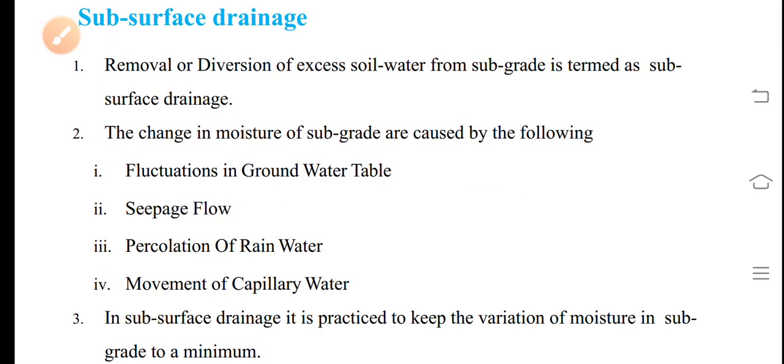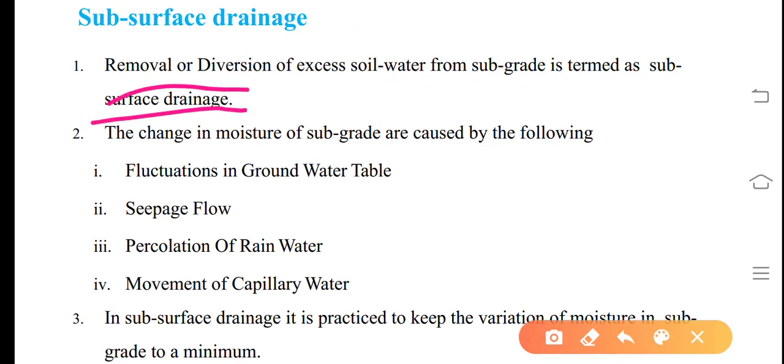Subsurface drainage: removal or diversion of excess soil water. So far we have studied a little bit of detail about surface drainage. Now we will see subsurface drainage. What is the definition? Removal or diversion of excess soil water from the subgrade is termed as subsurface drainage. That's the meaning of this term, subsurface drainage.